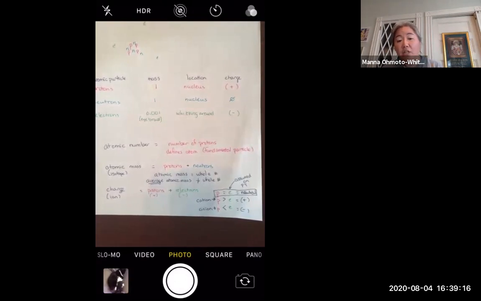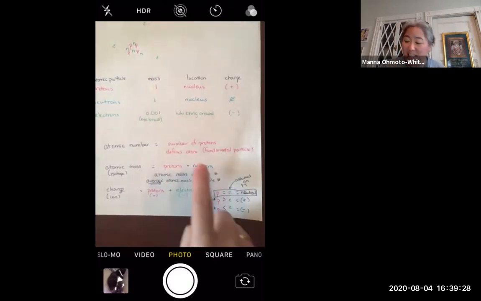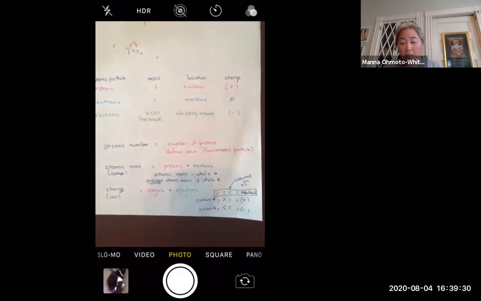But the average isotopic mass, or the atomic mass, will probably not be a whole number because within an element, you can actually have a different number of neutrons, and because it still has the same number of protons, it's still the same element. Kind of like you can have apples of all different sizes, so the average apple mass might be different, not a whole number.